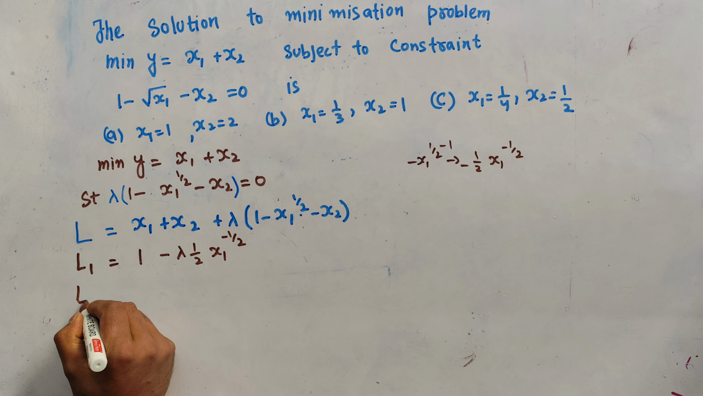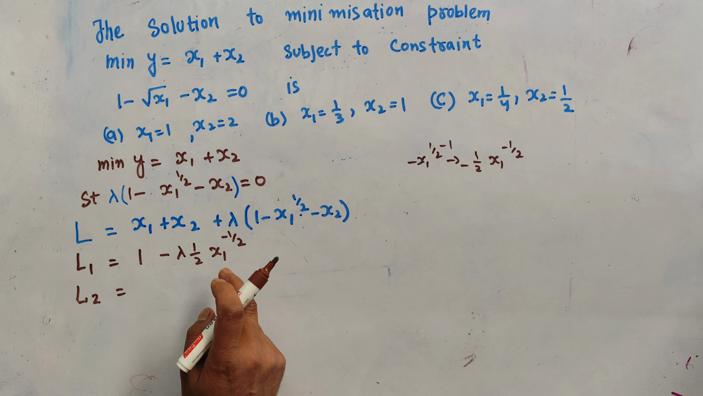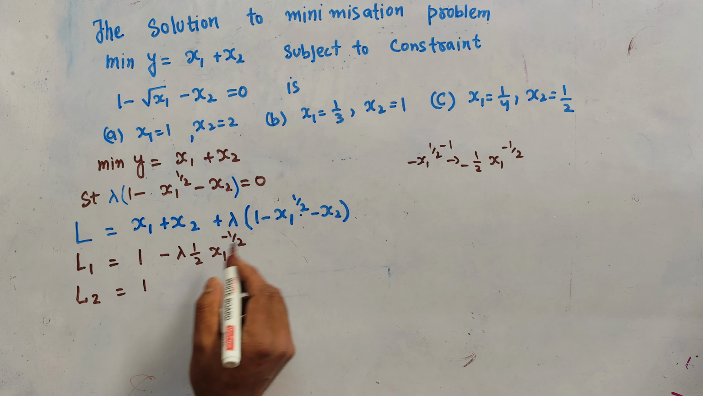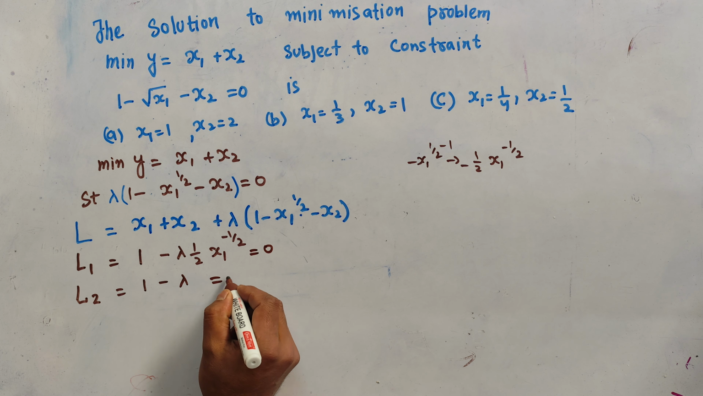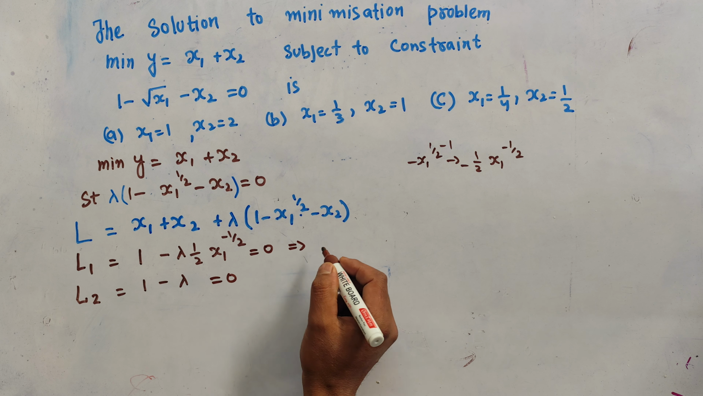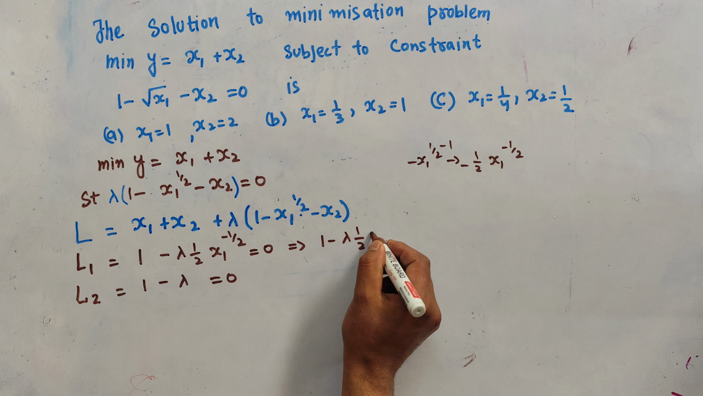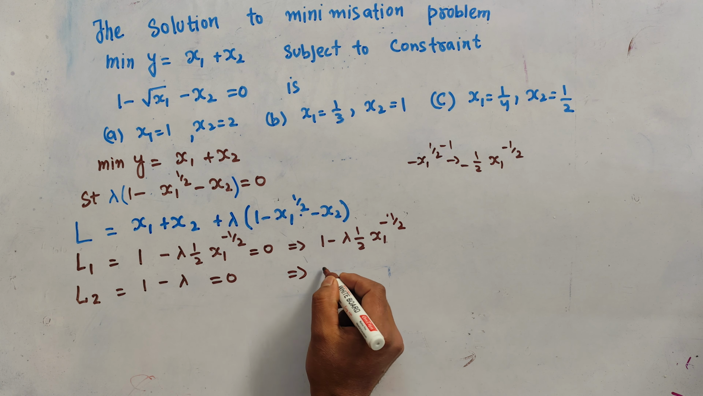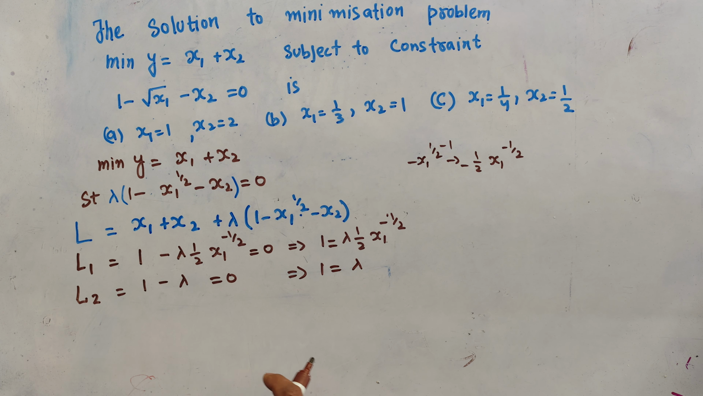Then L2 means the partial derivative of this function with respect to x2 this time. The derivative of x2 is 1, so we are left with 1 minus lambda only, and we set it equal to 0. This also set equal to 0, and let us rewrite it. We can write 1 equals lambda times 1 upon 2 x1 raised to the power minus 1 upon 2, and in this equation, 1 equals lambda.